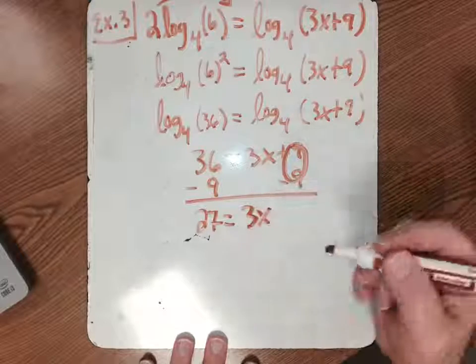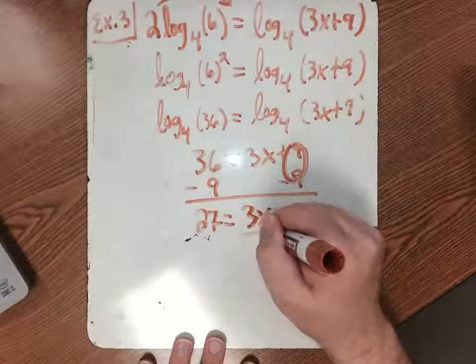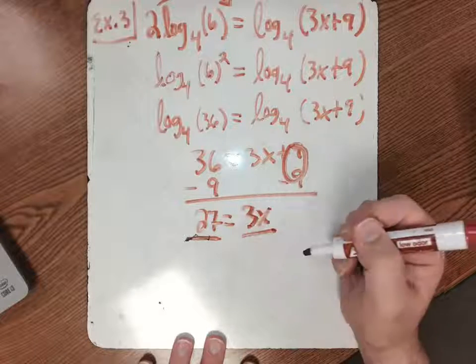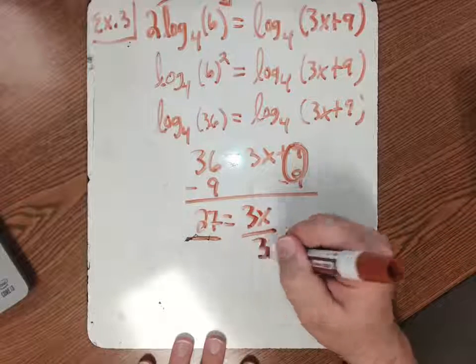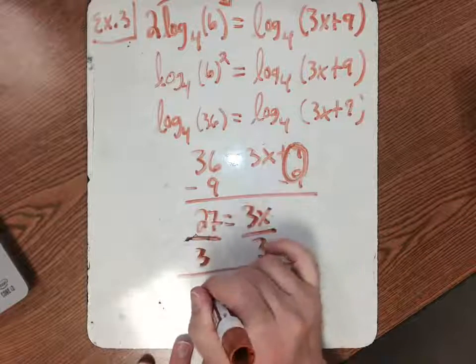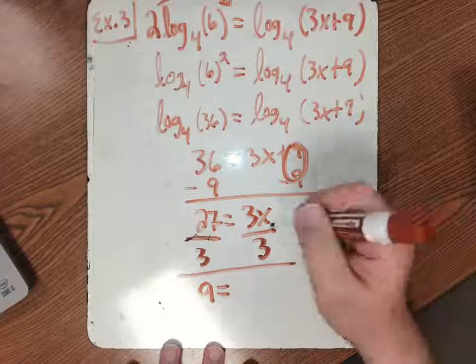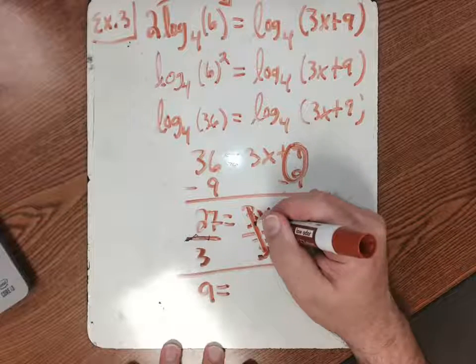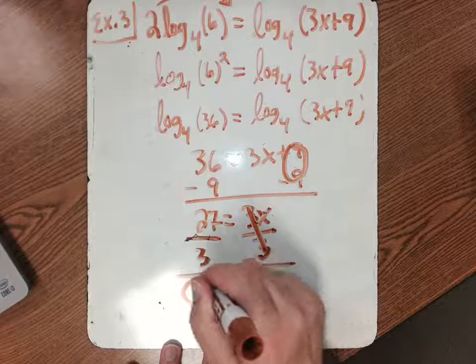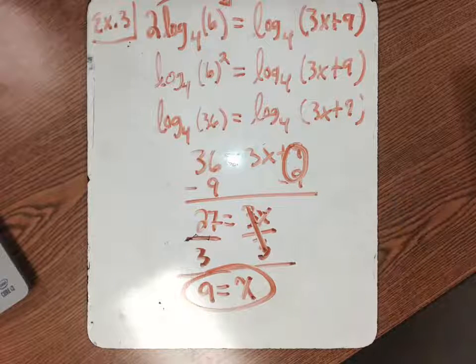I need to undo times. The opposite of times is division. I'm multiplying by 3, so to cancel it, I will divide by 3. On the left, 27 divided by 3 is 9. On the right, 3 divided by 3 is 1, and 1 times x is x. We get 9 equals x.